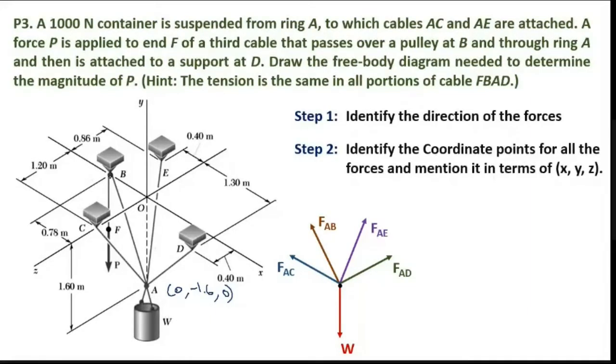What about for B? Do you have any dimension with respect to the X-axis from B? Yes, you have this dimension, minus 0.78. The Y-axis is only applicable for A. Others are on the floor, so your Y is 0. There is no dimension for the Z-axis either, so that is also 0. So B is minus 0.78, 0, 0.